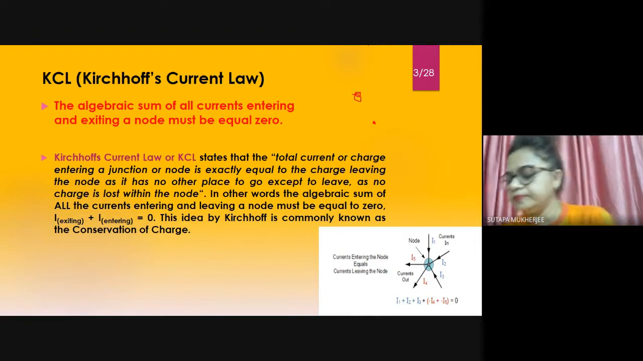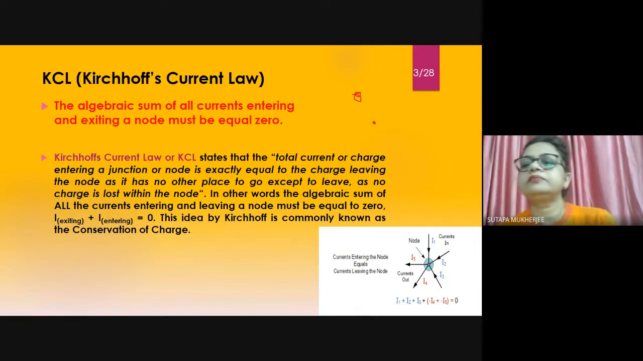Plus I2 plus I3 minus. This is the direction of different currents meeting at a point.